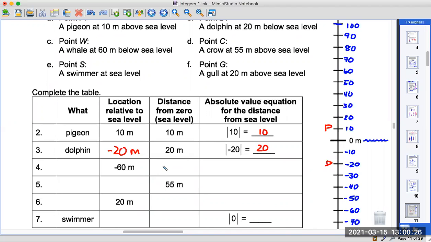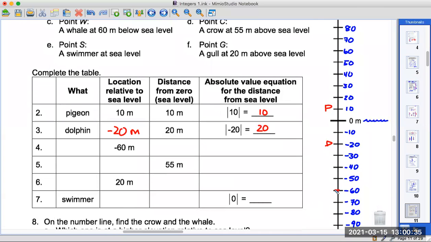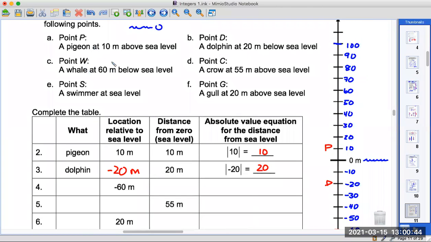Does that make sense, guys? Yeah. Kind of. Negative 60. They have you guessing what animal could be down here at negative 60 feet. Oh, wait, they have a choice up here. Yeah, it's the whale. A whale. What's the distance to 0? What's the absolute value of negative 60 then? 60. That would make it 60.